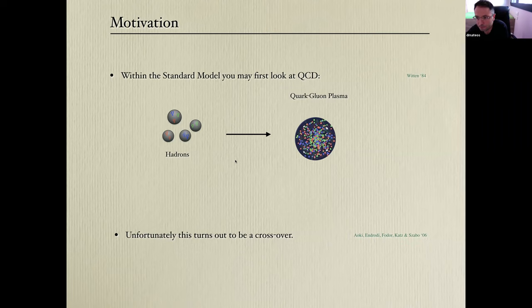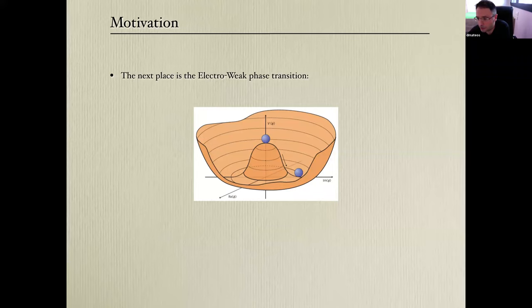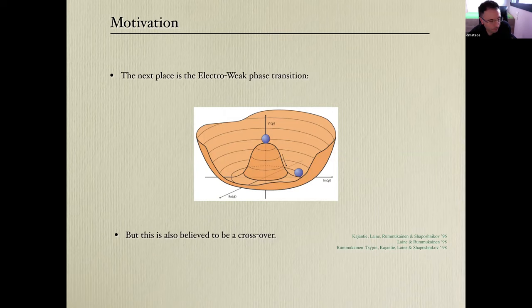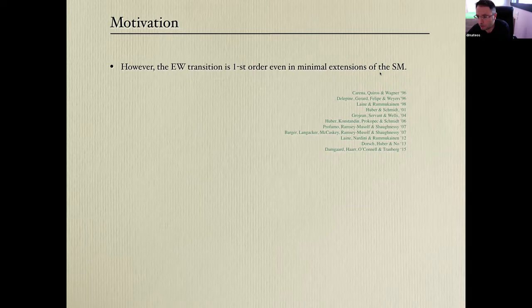So the next place that you might look at is the electroweak transition, where the Higgs condenses. But this is also believed to be a crossover. However, it turns out that even minimal extensions of the standard model do have first order phase transitions. There are several models of this type. And that's not the only scenario where first order phase transitions appear. There are two more, at least, that I want to mention.